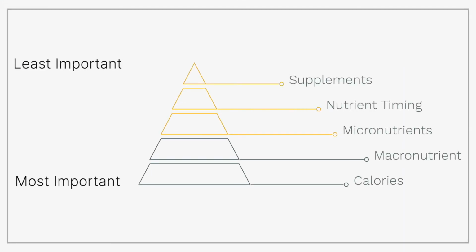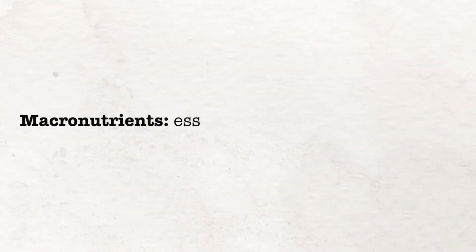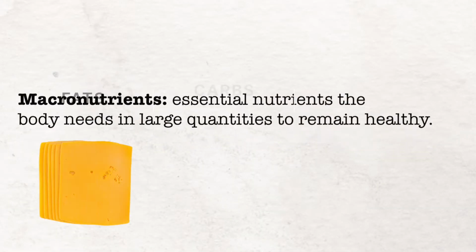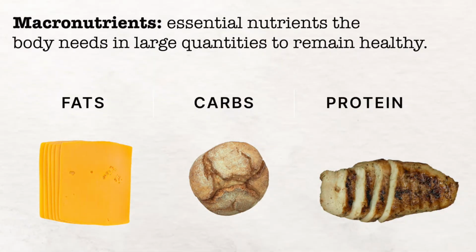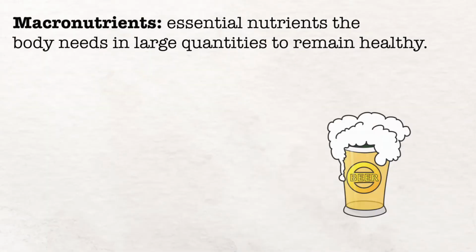Where you get your calories from is the next step, and you'll probably know that your calories come from your macronutrients. For those of you who don't know, your macronutrients, or macros, are the fats, carbs, and proteins that you consume in your diet, and to an extent, this also includes alcohol.